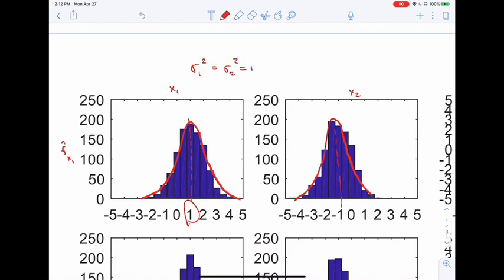We're supposed to be equal to 1. So the variance was supposed to be equal to 1. That means the standard deviations are equal to 1. And we know that the bulk of a Gaussian distribution should be plus or minus 2 standard deviations, at least, from the mean.